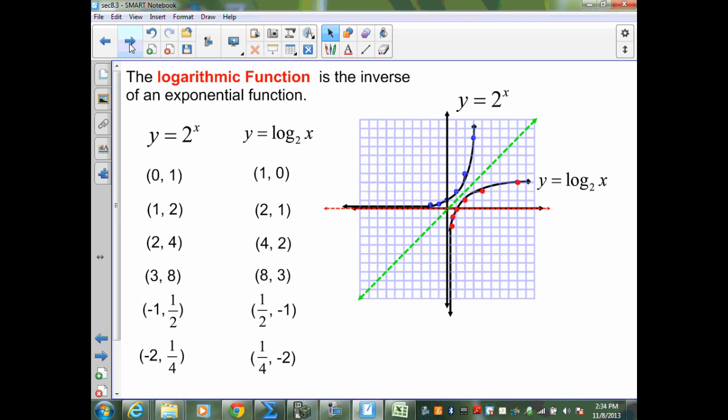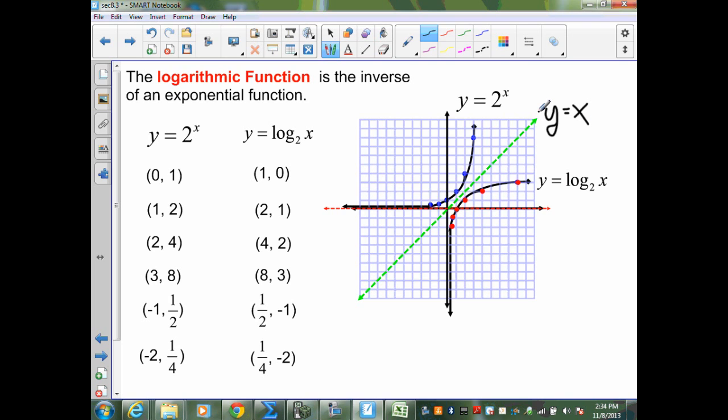The logarithmic function is the inverse of an exponential function. We have seen inverses in previous sections, and we know that an inverse is a reflection of the function over what we know as the identity function. And we know the identity function is y equals x, and that identity function is graphed in green.